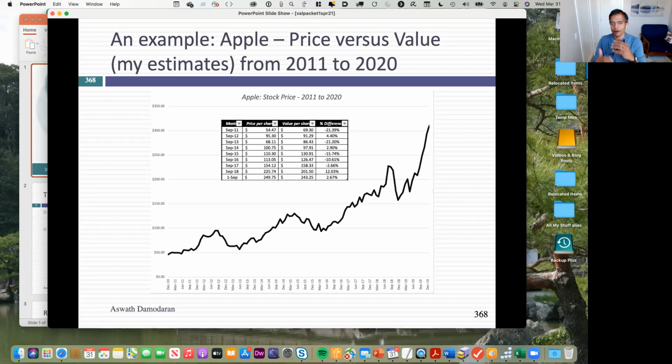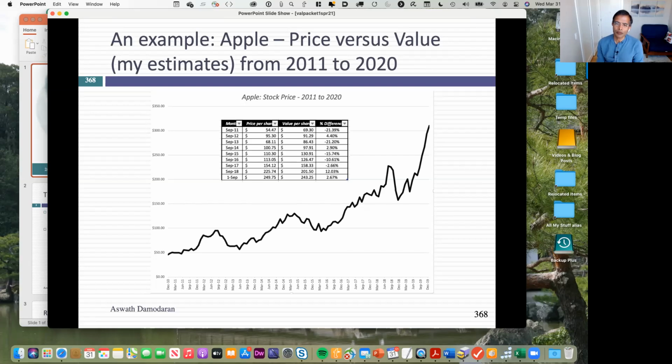But it gives me this. So September of 2011, when I valued Apple, I came up with a value of 69. The stock was trading at 54. I already owned Apple, so I was happy. It stayed in my portfolio. One year later, I valued Apple. It's pretty close to fair value. It stayed in my portfolio. So if you look at this last column, you can see the stock goes from being undervalued to overvalued to undervalued to overvalued.